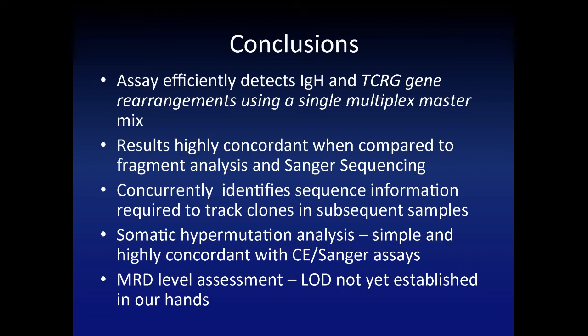So these are my conclusions. I think that the assay very efficiently detects IGH and TCR gamma gene rearrangements using a single multiplex master mix. The results are highly concordant when compared to fragment analysis and Sanger sequencing. And it concurrently identifies the sequence information that we require to be able to track these clones in subsequent samples, which is life-saving for a lot of these patients. The somatic hypermutation analysis is simple and highly concordant. I wouldn't go back to cloning if I had to. I would definitely stop doing it, so the assay works really well.